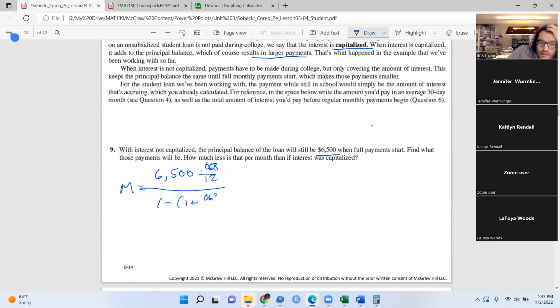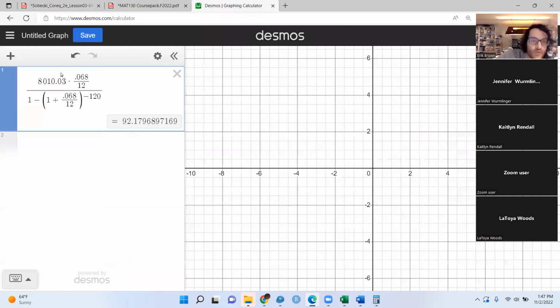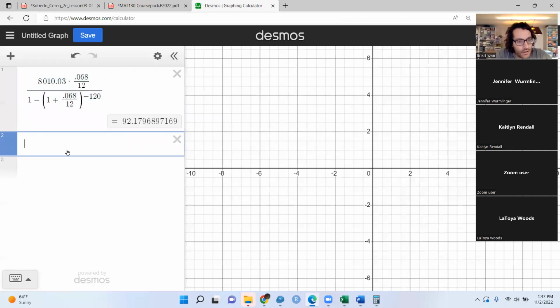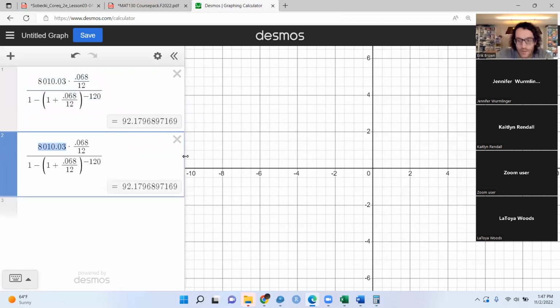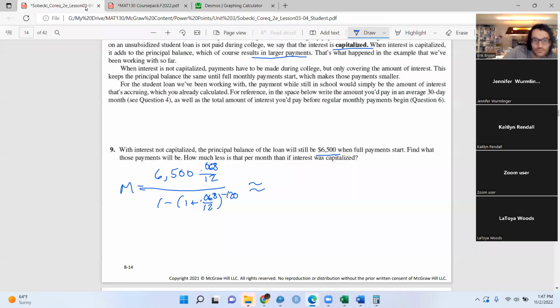Most students by the end of this unit have this formula memorized, especially once you get through Alex. So I'll skip over to Desmos. I'll change this number to 6,500. Actually, let me just copy and paste. Control C, Control V, 6,500. Ooh, $74.80 per month.